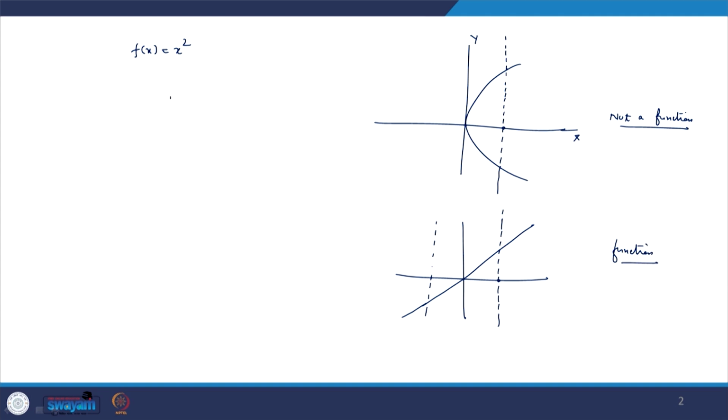Now, say you draw another graph, say you take this graph. Now, if you draw a line parallel to the y axis over here, for one x you are having two y. Again it is not a function, because for one x the image should be unique as per the definition of a function. So, it is not a function.